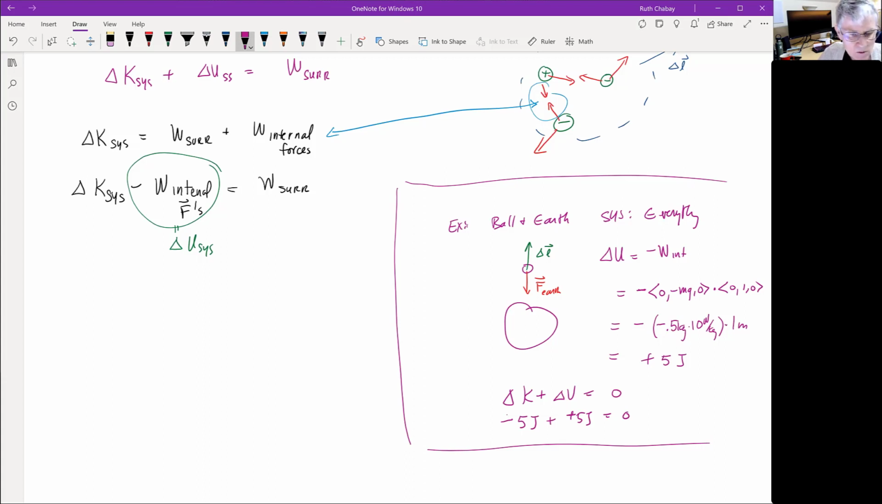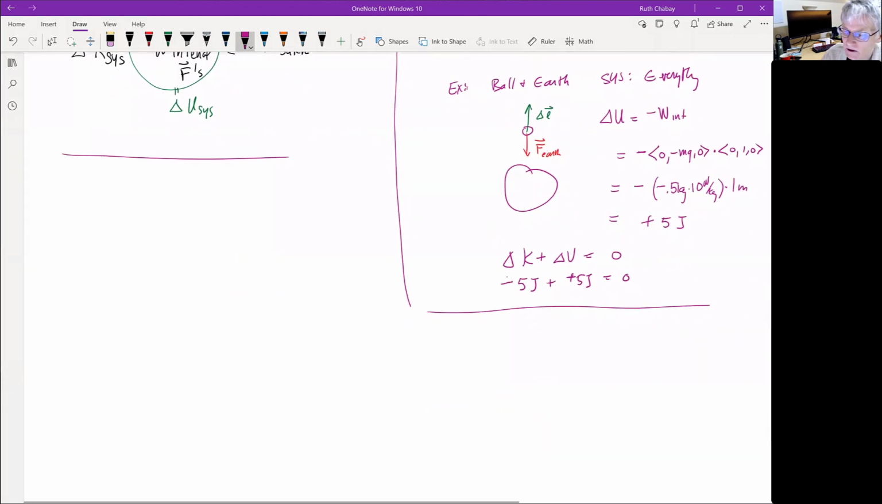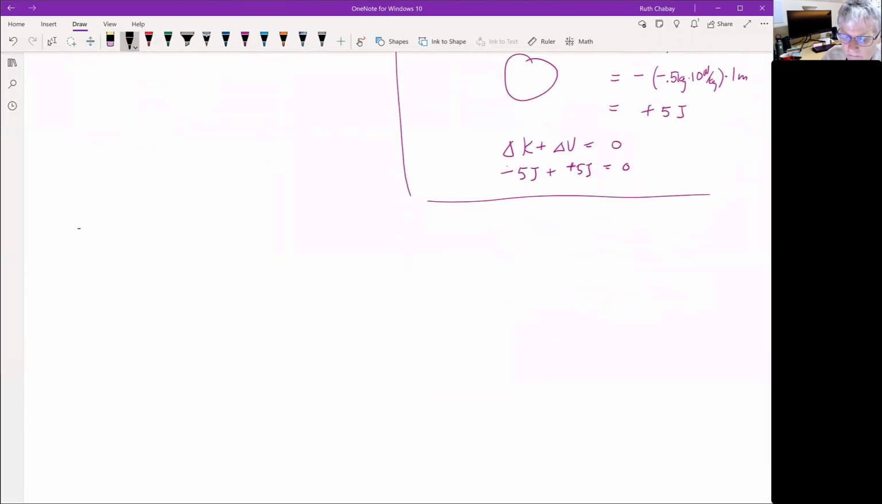Okay, so in the electric case, so often in the electric case, we want a system to include all charged objects. So we're going to have the change in kinetic energy of the system plus the change in the electric potential energy of the system is going to be 0 because there's 0 work by the surroundings.